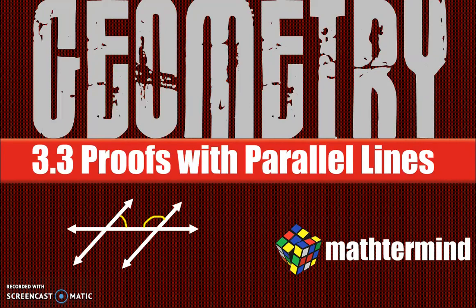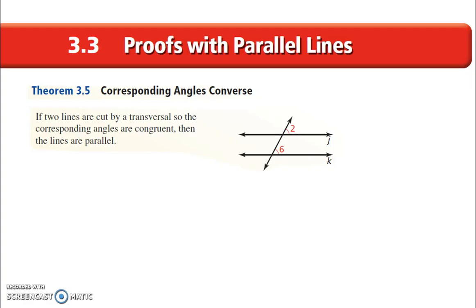Here we are, back with some geometry, chapter 3, section 3, proofs with parallel lines. This is basically like yesterday's or our previous lesson, just in reverse. Okay, reverse. So, theorem 3-4 is the corresponding angles converse, or converse, however you like to put the emphasis.